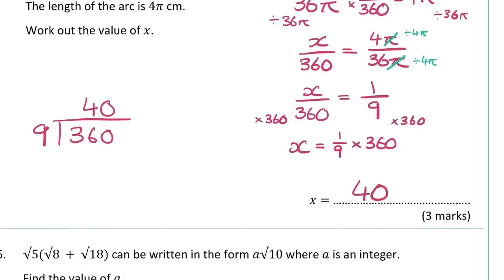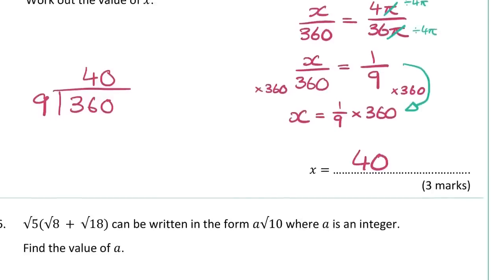And there you go. And I think this step here, being really confident with the fact that when we times by 360 there, we are just working out 1/9 of 360. 1/9 times 360 is 1/9 of 360. That's quite a nice little step.